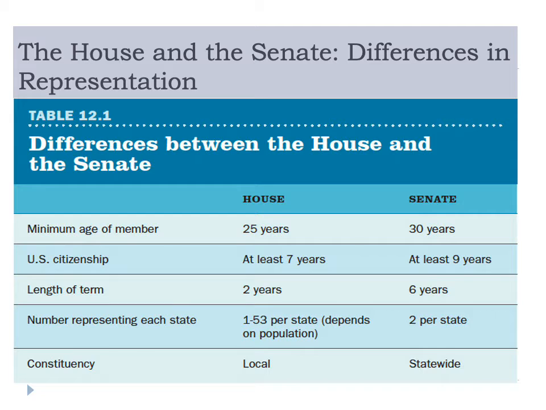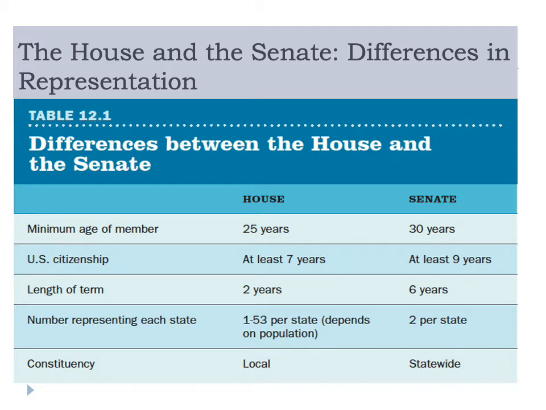And the most that any state currently has is 53 representatives, and that's the state of California. How many representatives each state gets is based on population. So the more populous your state is, the more representatives you have. As we know, that's not the case with the Senate. Regardless of your population, each state gets 2 senators.